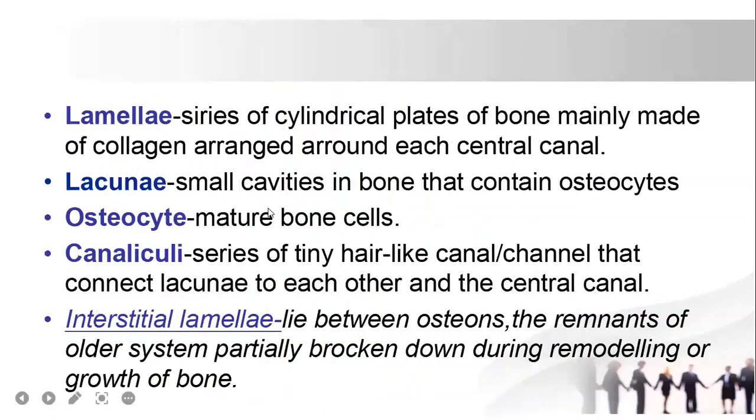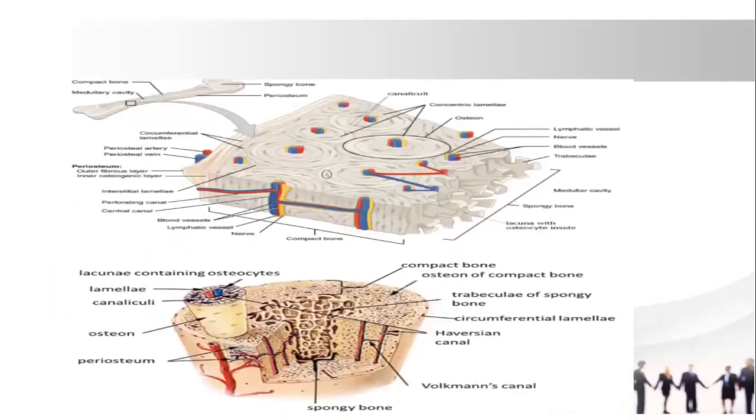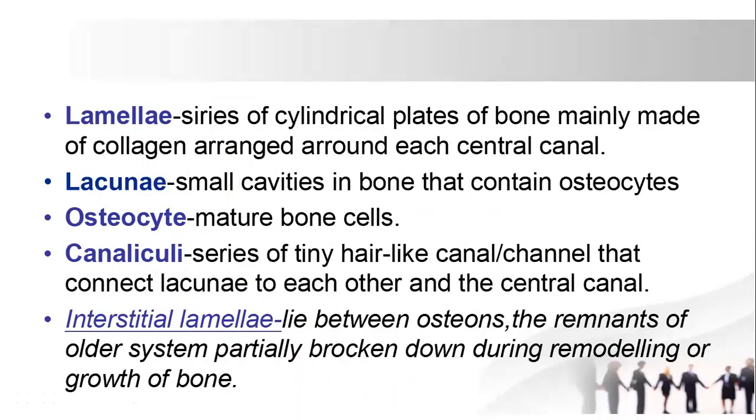We have lacunae, small cavities in bone that contain osteocytes, the ones I showed you earlier. These are the lacunae here, and this is another one, and the other one is here. They contain osteocytes, the mature bone cells. Canaliculi are a series of tiny hair-like canals or channels that connect lacunae to each other and to the central canal.